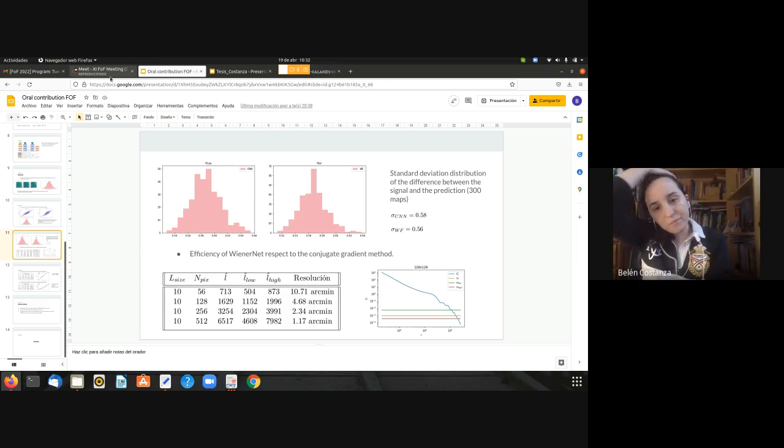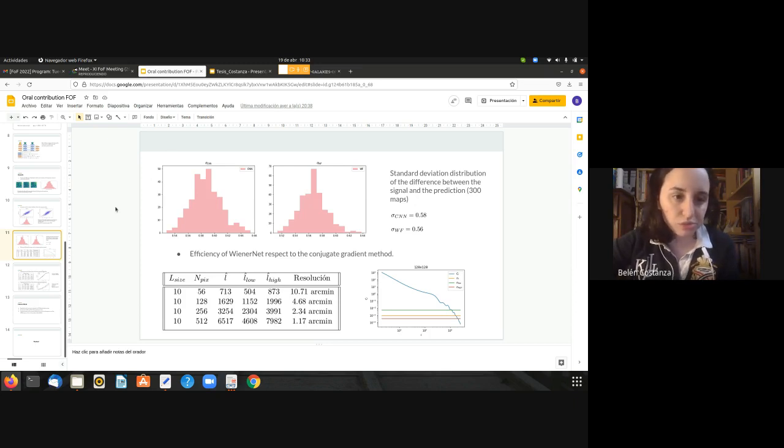Okay. The big result that I present here is that making the Wiener filter with the neural network reproduces results that are very similar to making the Wiener filter with the conjugate gradient method. So there is no big difference in the prediction of the neural network with respect to the result of making the Wiener filter with the conjugate gradient method. That's why we are interested in this neural network, because the results are good and it is faster than the traditional method, which is a bottleneck in data analysis.